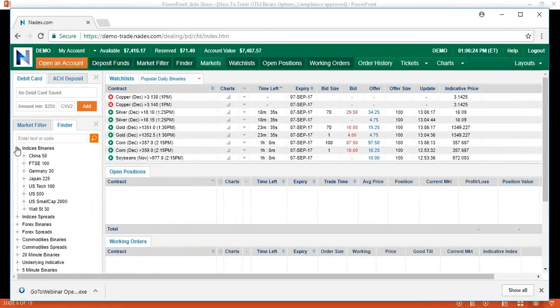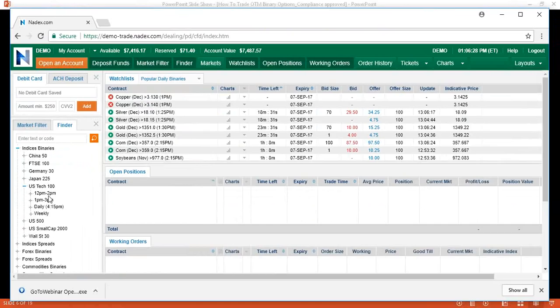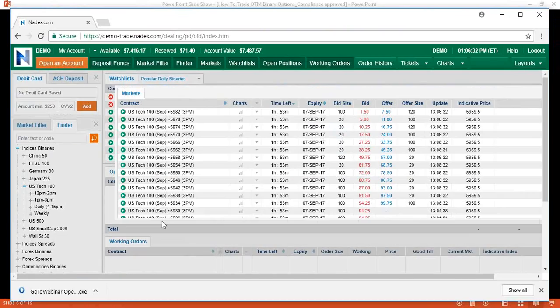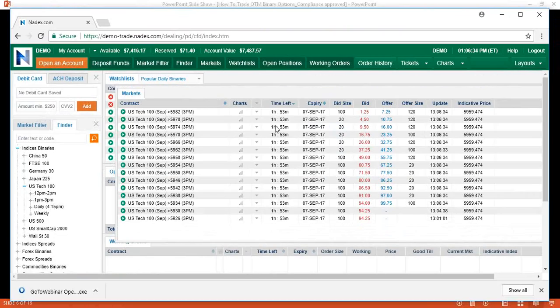Let's hop over to indices binaries. Let's go to US Tech 100, and right now let's just pull these up right here. When you pull up, this is what we call the Nadex binary strike ladder, okay? And you've got all these different binary strikes here, and different prices. Most of you know what an out-of-the-money binary is. If not, you can go back and catch up through some of those videos, but I'll do a real quick overview for those of you that might be brand new.